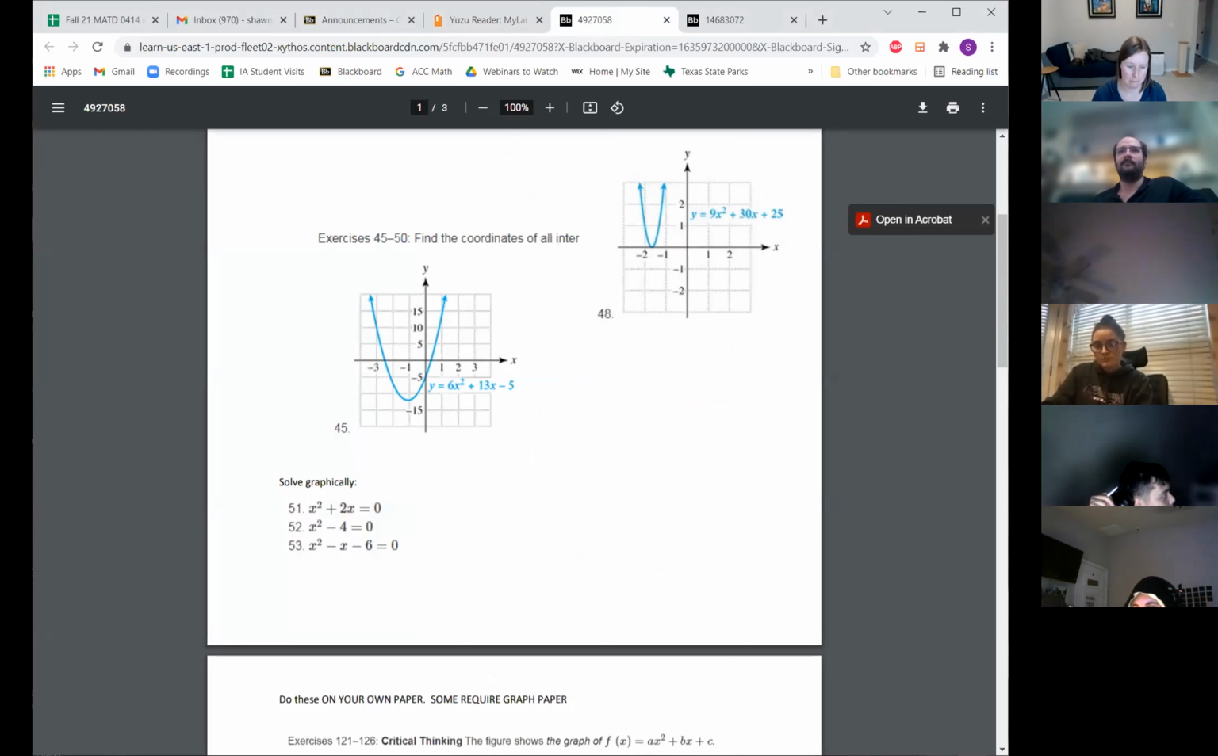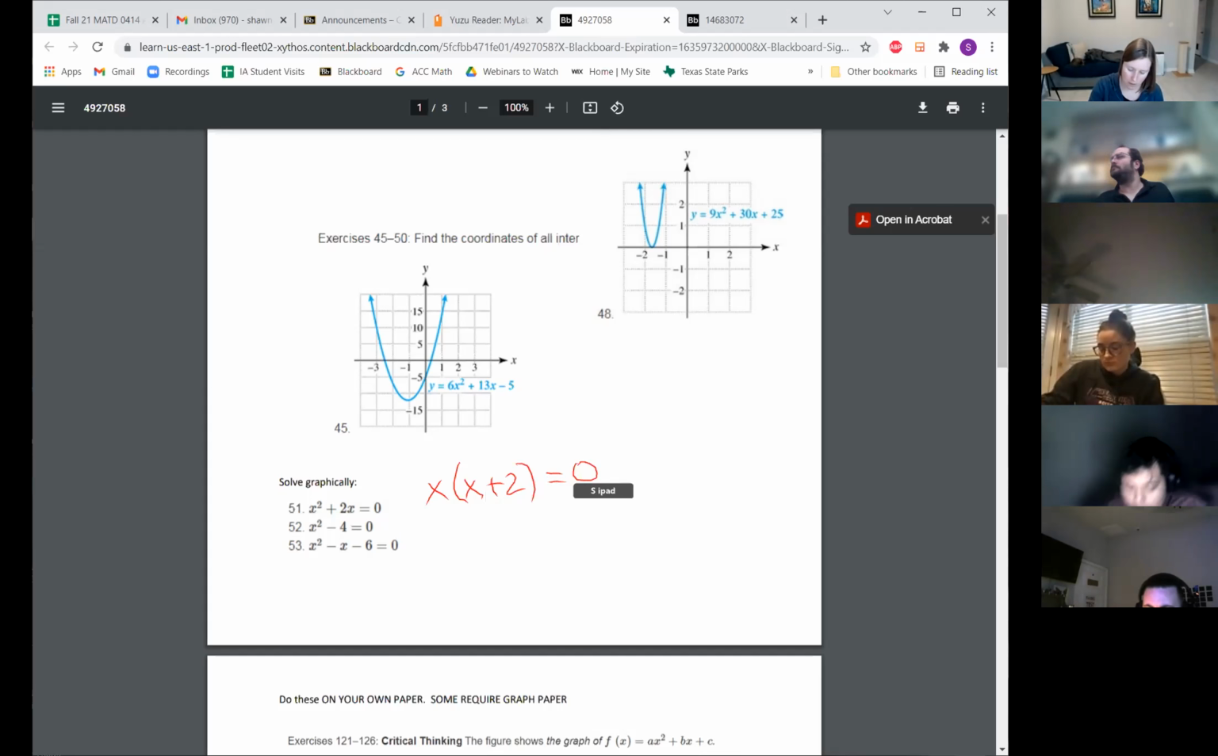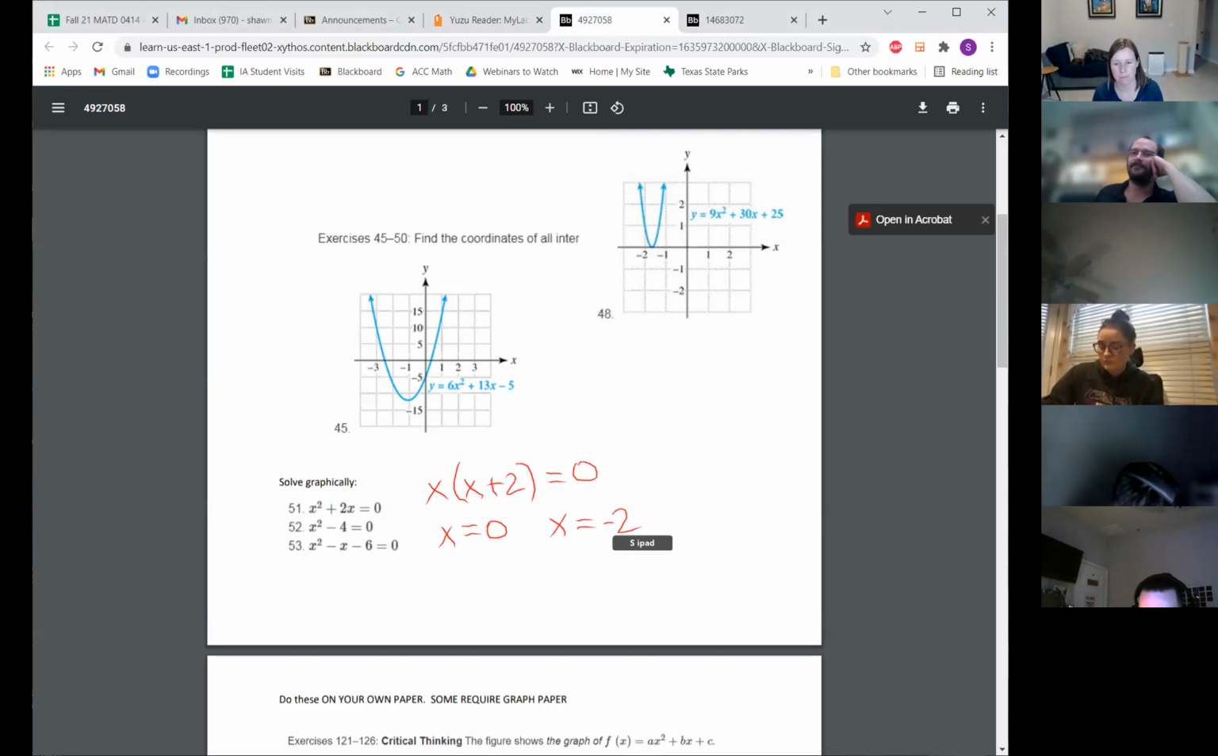Okay, so what I did was I factored out X, so I had X times, in parentheses, X plus 2 equals 0. And then you got X equals 0, or X equals -2. Yep, cool, awesome. That's good. Great.